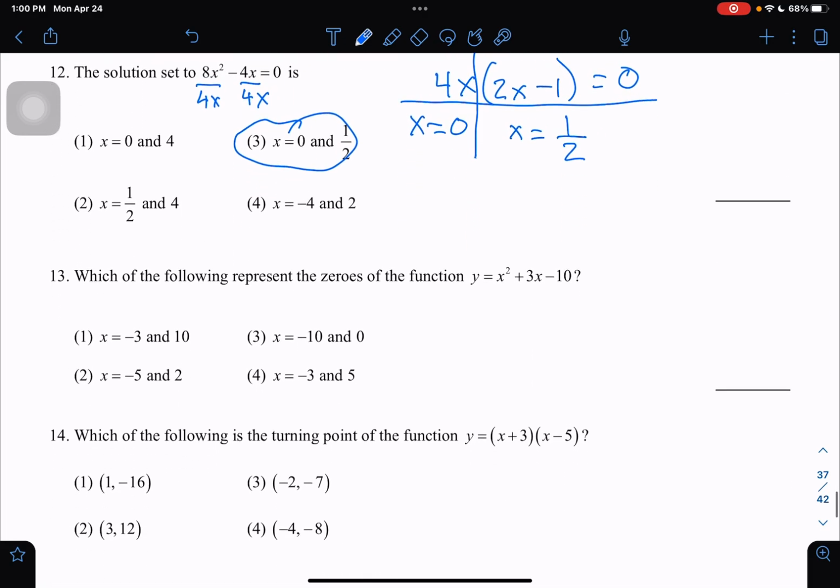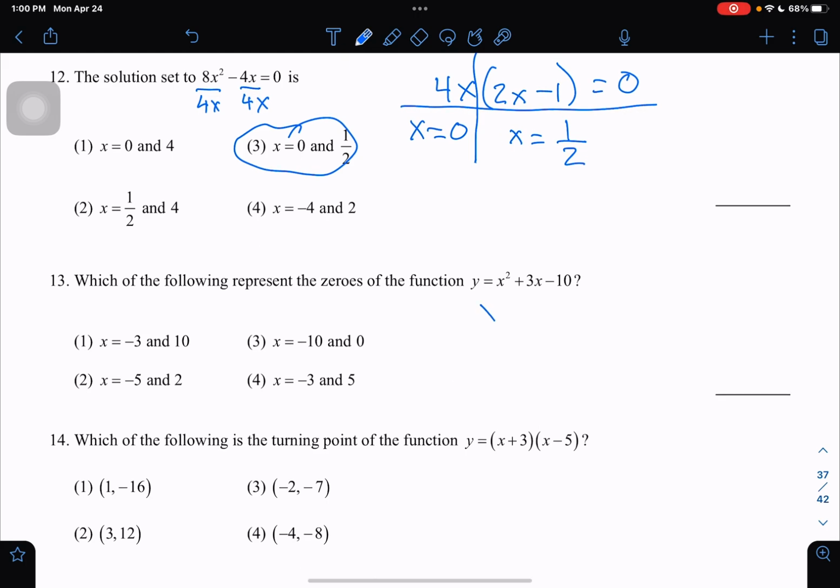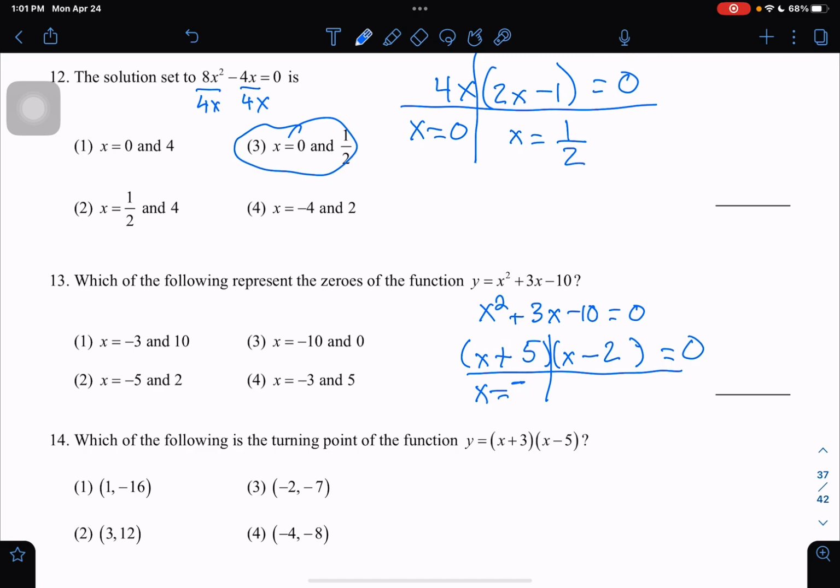Number 13. Again, we're going to make this equal to 0 and then factor it. And this is a trinomial. We need two numbers that multiply to be -10 and add up to be +3. So it's a plus and a negative. And the factors of 10 are 5 and 2. And that'll give us +3 if we add them, and -10 if we multiply them. And then the zeros happen at the opposite signs. x equals -5, and x is equal to 2, which is number 2.